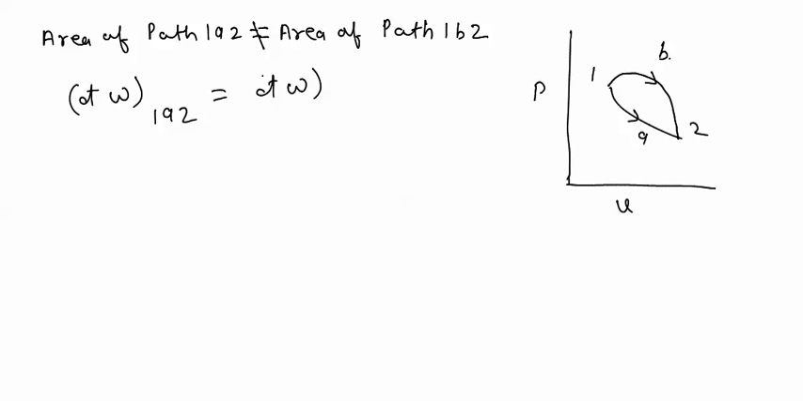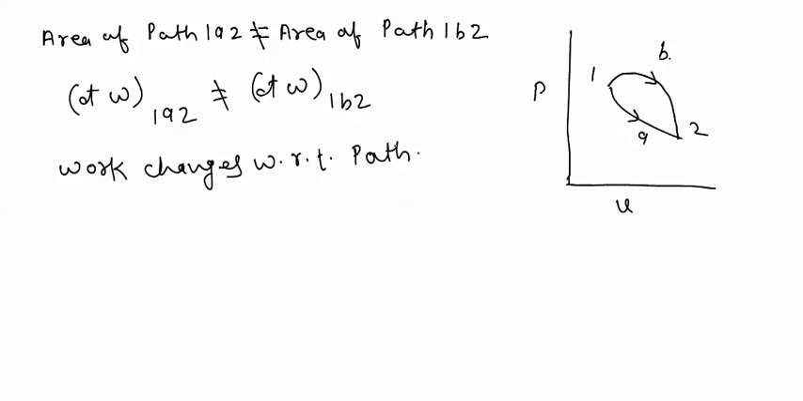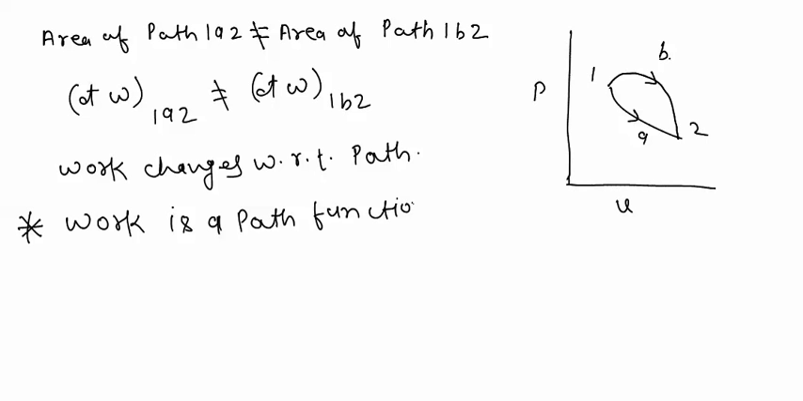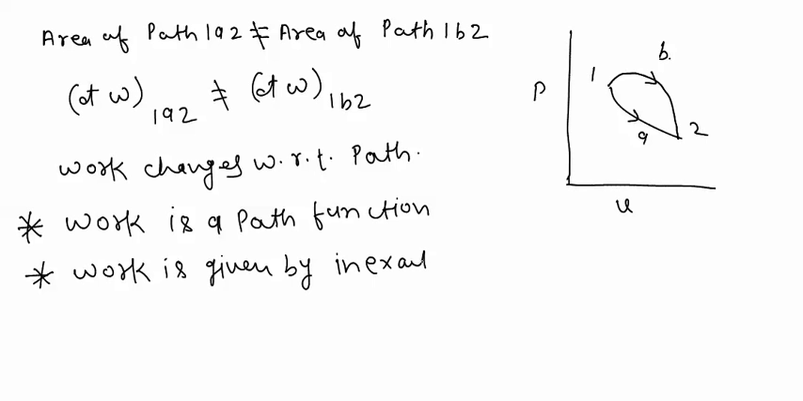From this equation it is completely clear that work changes with respect to path. It means for a given point, work is a path function, and it is given by an inexact differential.